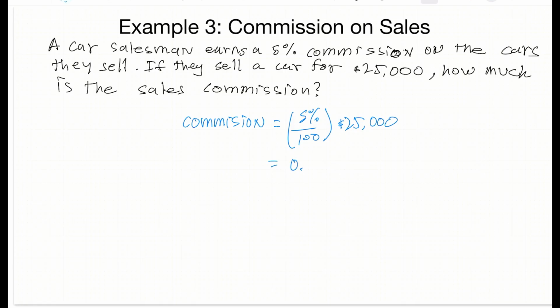So that's 0.05 times 25,000, which is going to be $1,250. So that is the commission that the salesperson walks away with for their part in selling you the car. And that's why salespeople, when you talk to them, want to try to sell you the most expensive car, especially if they're working on commission, because that's how they make their money. So just be aware of that.